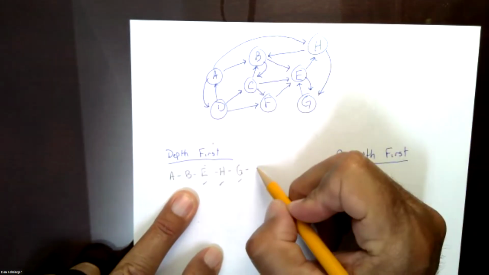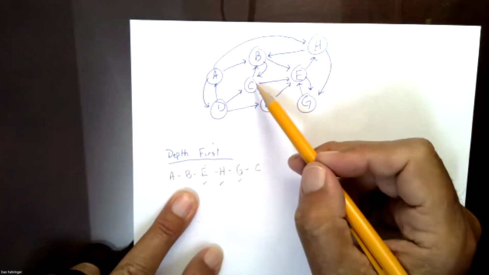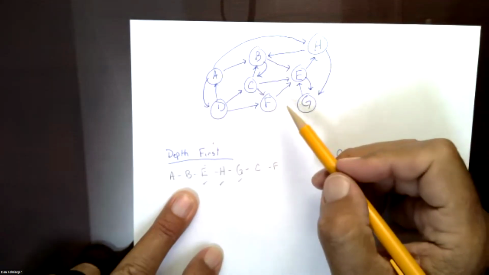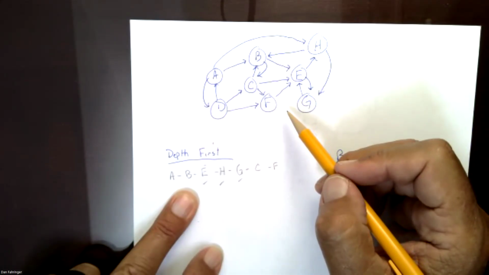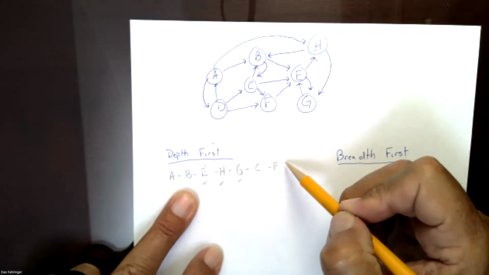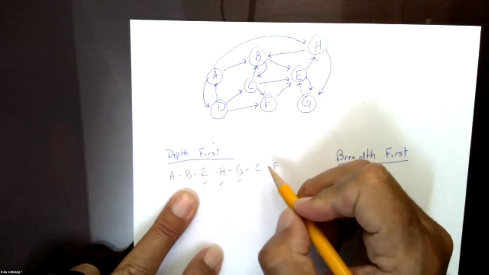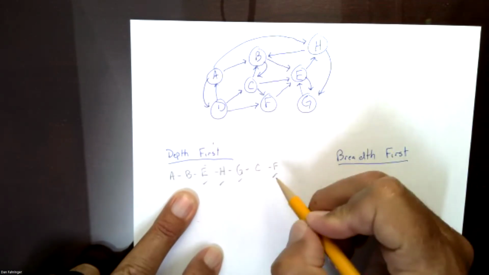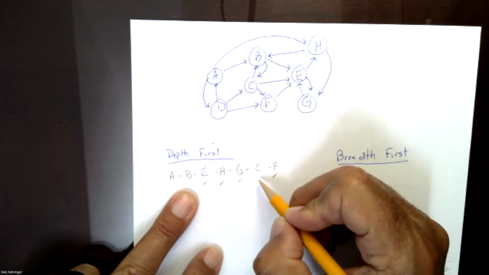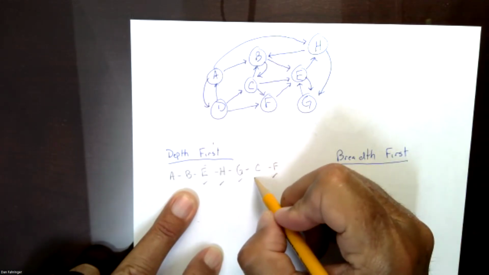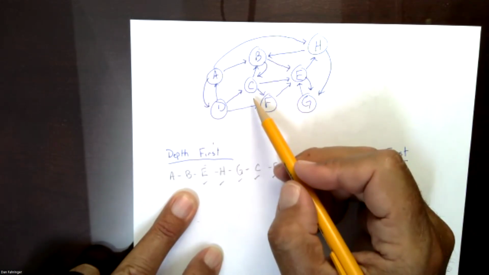C. It goes to C. Does C go anywhere new? An F. It goes to F. Does F go anywhere new? No. Nope. F goes to E and that's it. So now F's done. I come back to C. Does C go anywhere else other than F that is new? No. So I go there and then I back up.